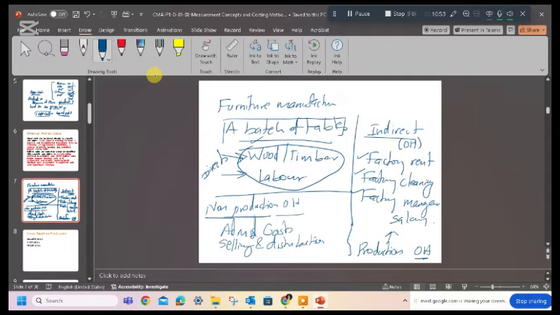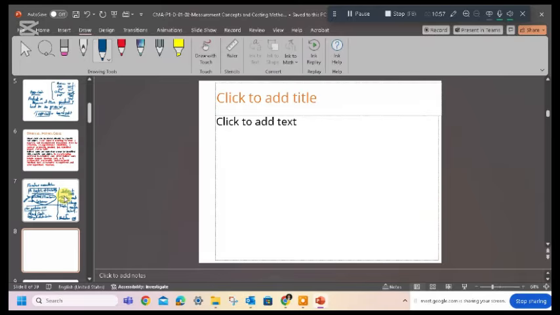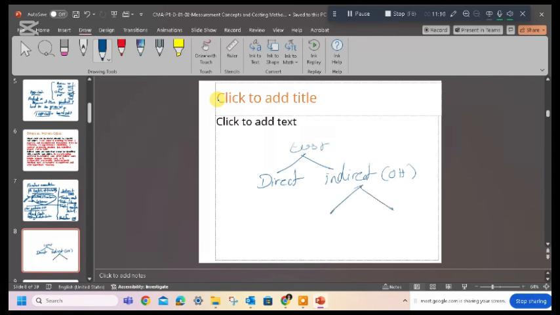So there are actually three types of cost now. If I put it like this, costs I am dividing into two: direct, indirect. Indirect is what you call overhead. That I am further dividing into two: manufacturing overhead, non-manufacturing overhead.